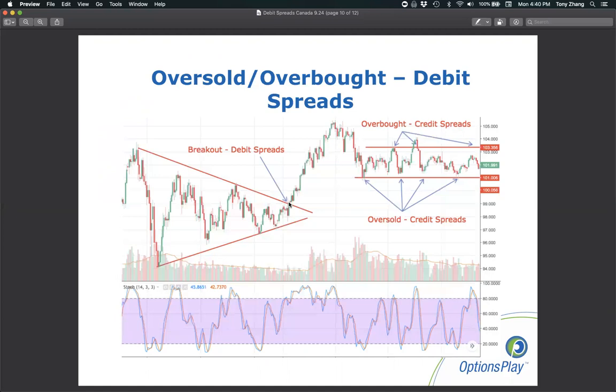Versus for those of you that are trading credit spreads, they tend to happen very frequently on the same stock over and over again. So if you're a credit spread trader, you tend to trade credit spreads on the same stock over and over again, versus debit spreads, you tend to trade different stocks all the time. So that's another key fundamental difference between trading debit spreads and trading credit spreads. And I hope this image helps illustrate the differences and when you should utilize each, and make sure that you don't confuse the two and utilize them in the wrong fashion.